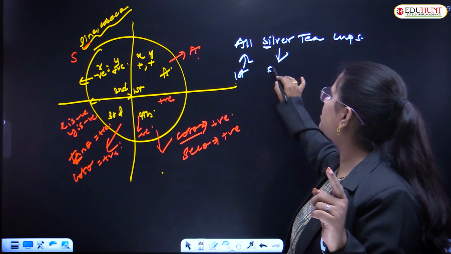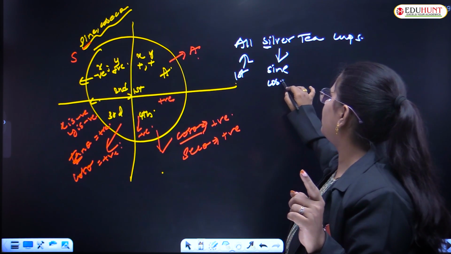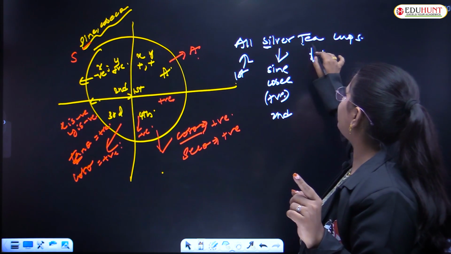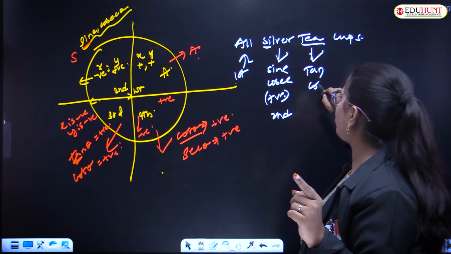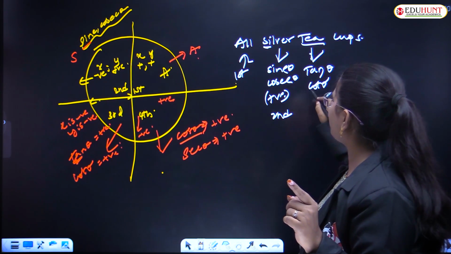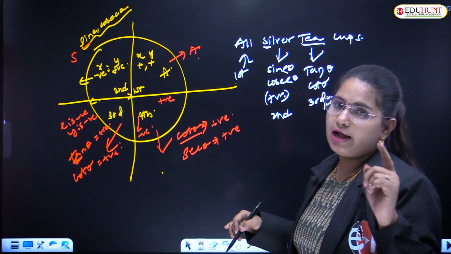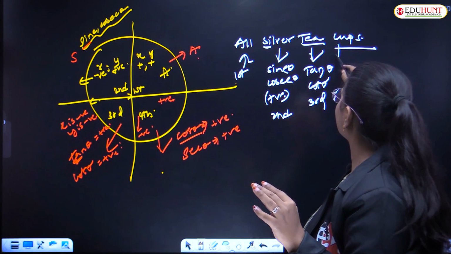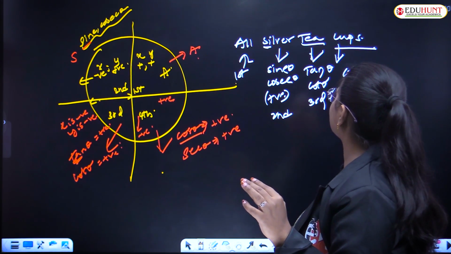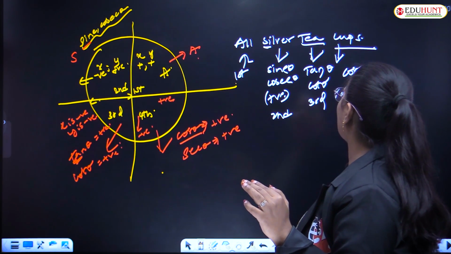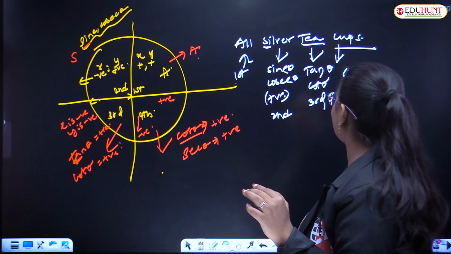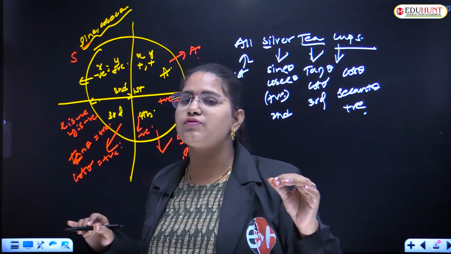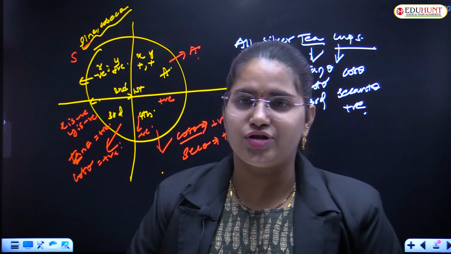Silver, S means sine and cosec are only positive in the second quadrant. Tan, T means tan and cot theta are only positive in the third quadrant, and we are left with the fourth one, cups. The first letter is C. Cos theta and secant theta are only positive in the fourth quadrant. This was about the concept of signs of 6 trigonometric ratios.